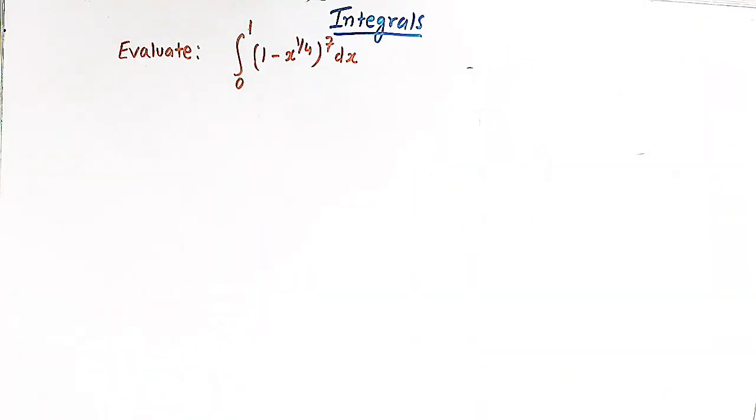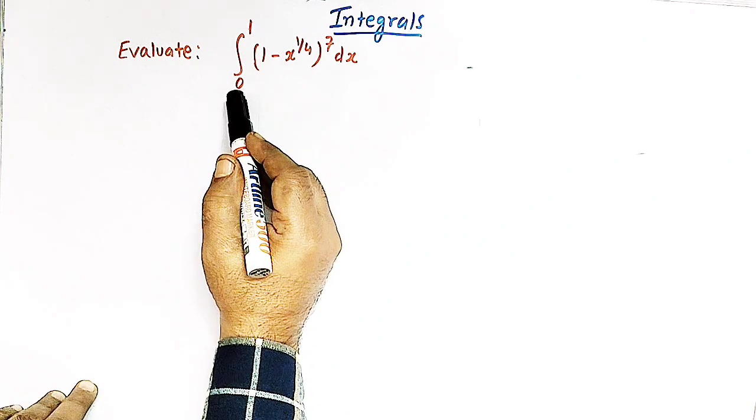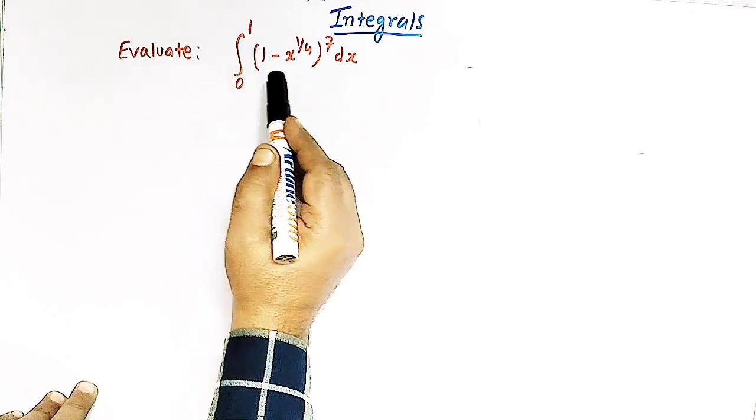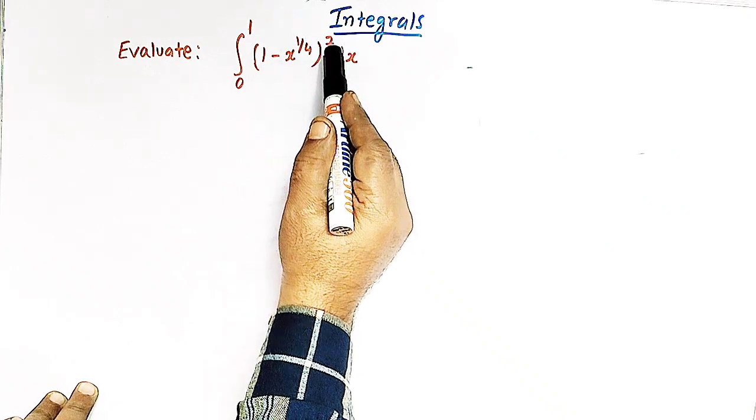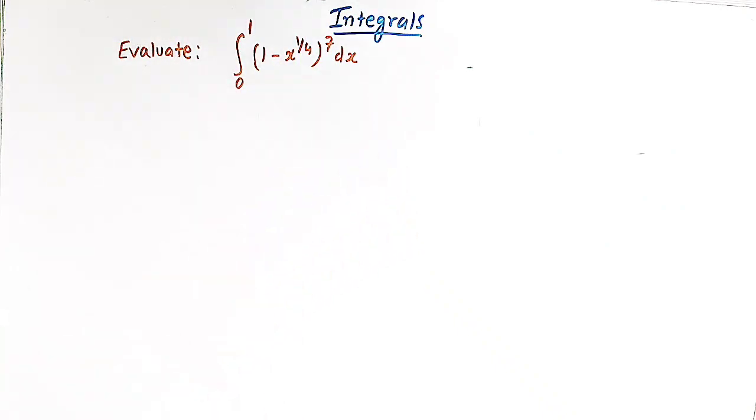Hello viewers, in today's session we are going to discuss another important problem from the concept of beta and gamma functions. In this class we are going to discuss this integral where we have the limits from 0 to 1, and the integrand is (1 minus x raised to 1 by 4) raised to 7. So here we'll solve this integral with the help of the definition of beta function, and then making use of some important results from beta and gamma functions.